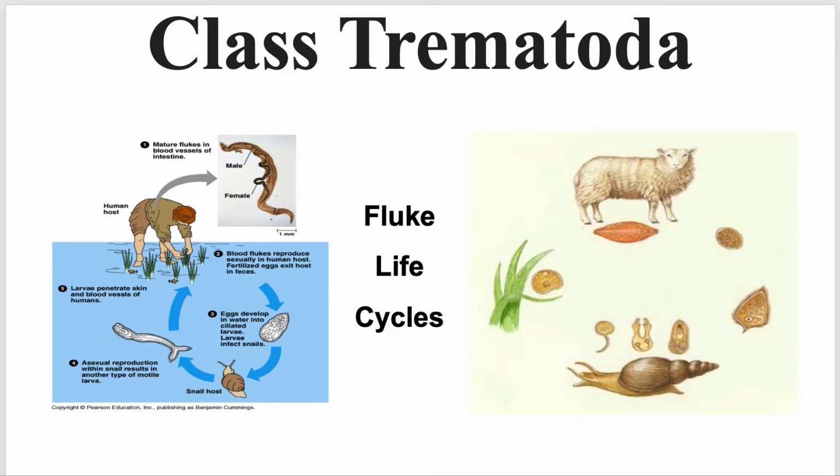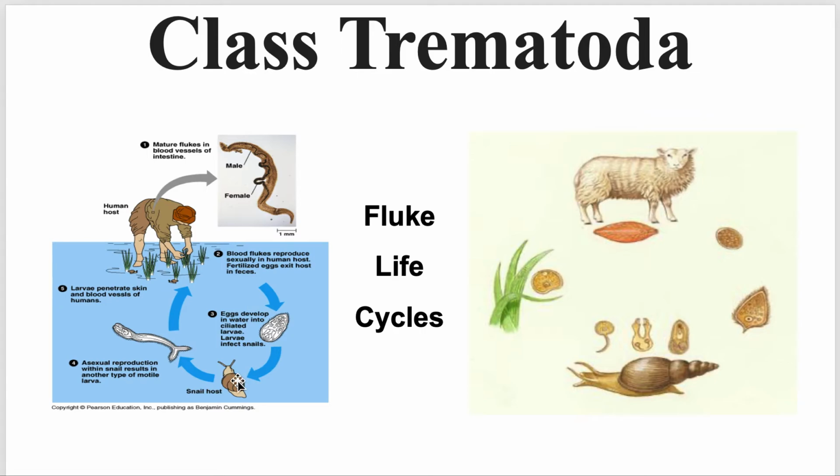So here's just another diagram of that. This one has a snail again, and then a human host. It starts off with the mature fluke in blood vessels of the intestines in a human, and then the blood fluke reproduces sexually in the human host. So that's going to be the primary host. Fertilized eggs exit the host in feces. Then the eggs develop in water into ciliated larvae, which just means they have little hair-like structures on the side, and then get into snails.